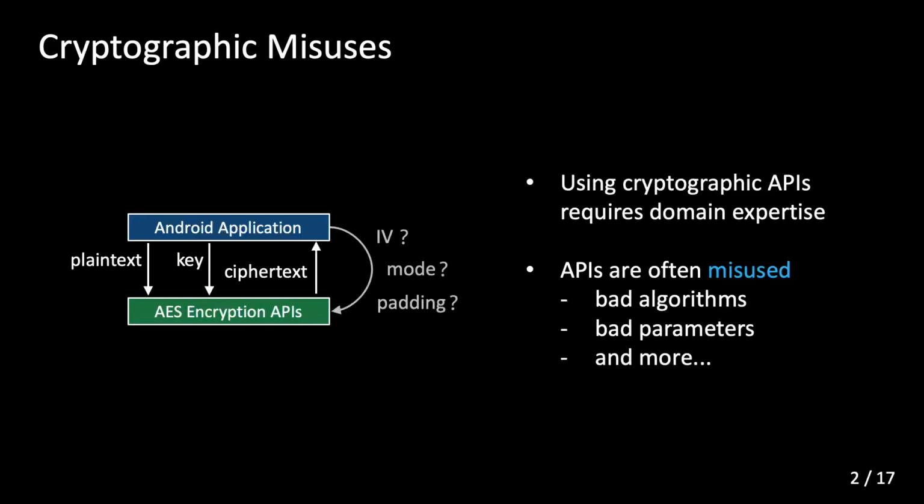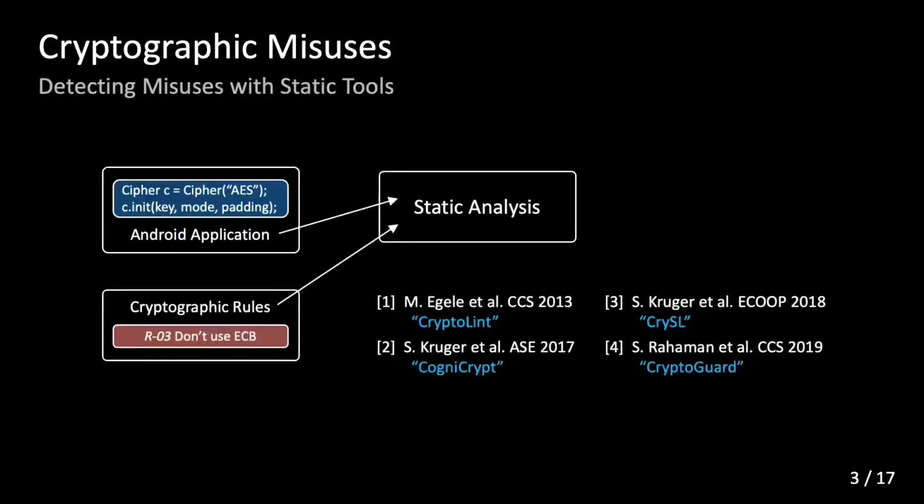Cryptographic misuses are very common in Android applications. According to some recent studies, almost 90% of the Android applications make at least one mistake in using cryptographic APIs. The good news is that cryptographic misuses can be detected with automatic tools.